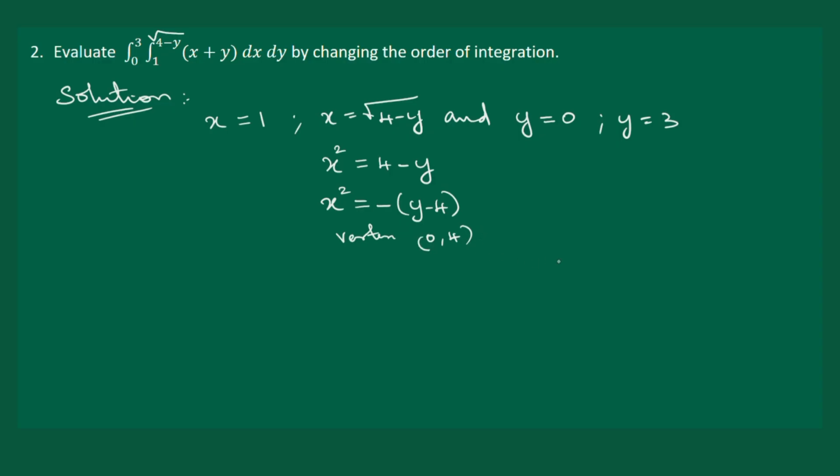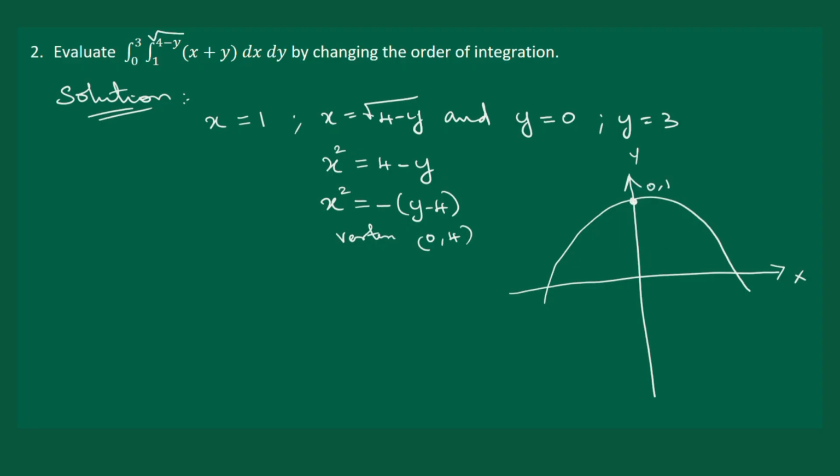Now we have to consider the diagram in such a manner that we have an inverted parabola. So here let this be the x-axis and this the y-axis. First let us draw the equation of the parabola. Since it is an inverted parabola, we can imagine an inverted parabola with vertex at 0, 4. Right?